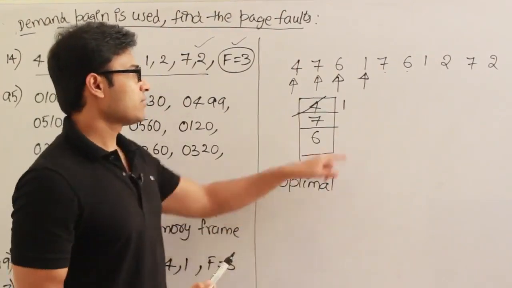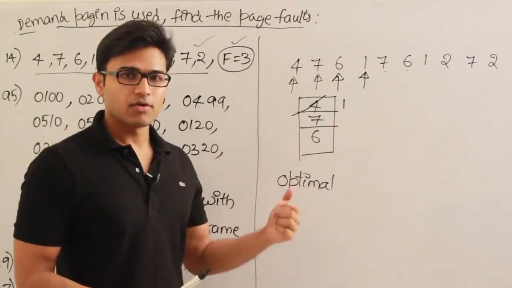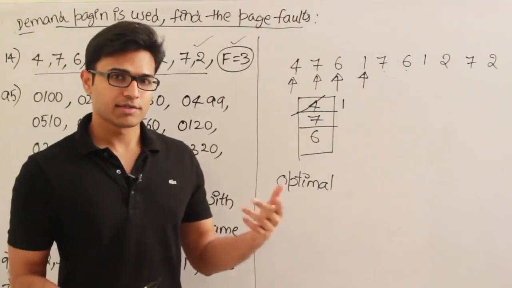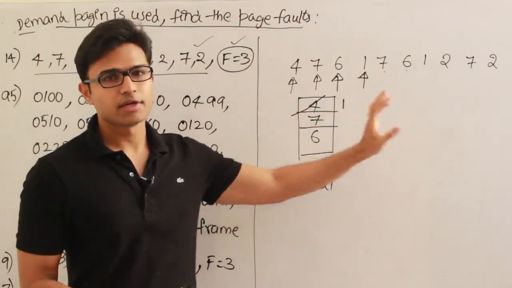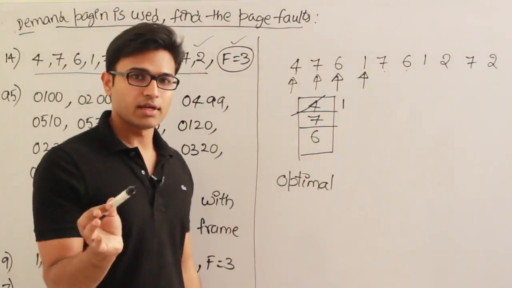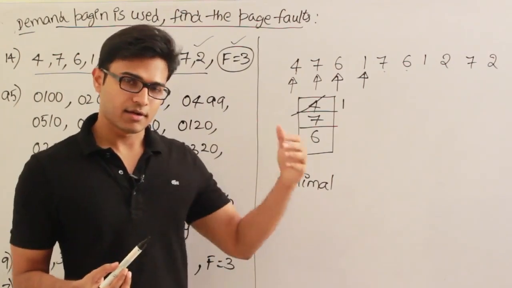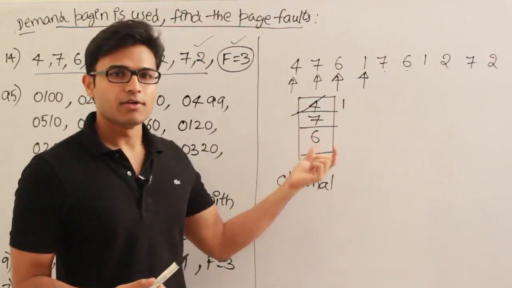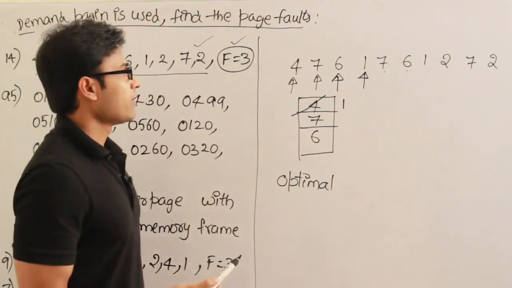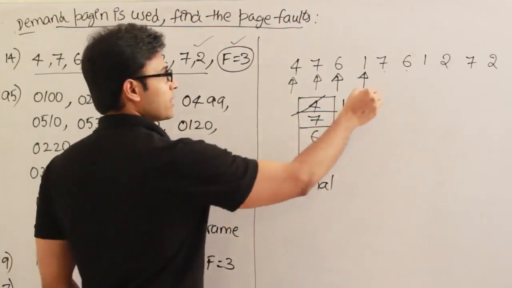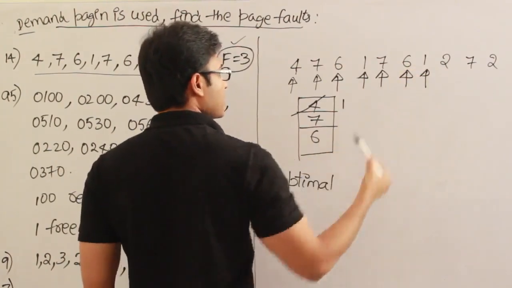Next, 7 is required and 7 is there. That is the advantage. By looking into the future, you are not going to get two successive page faults immediately. What I mean is, if a page is already present in the main memory, you will not replace it if it is required immediately. That is what happens with optimal. Now 7 is required, 7 is already there. Then 6 is required, 6 is already there, and 1 is required, 1 is already there, right?